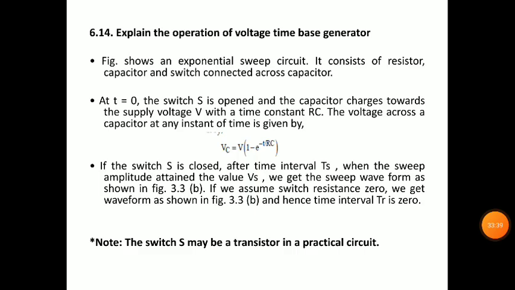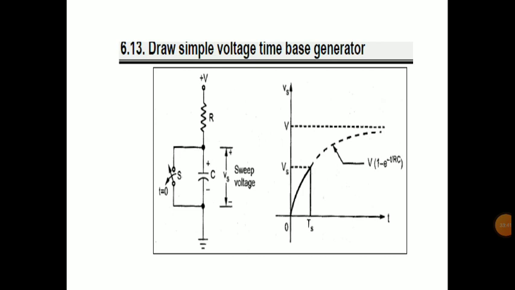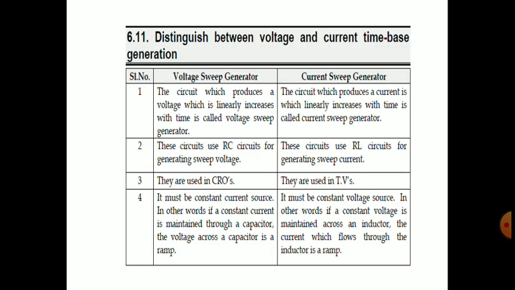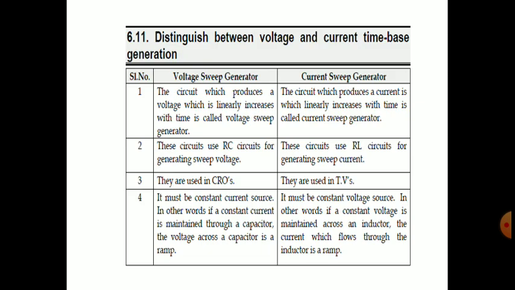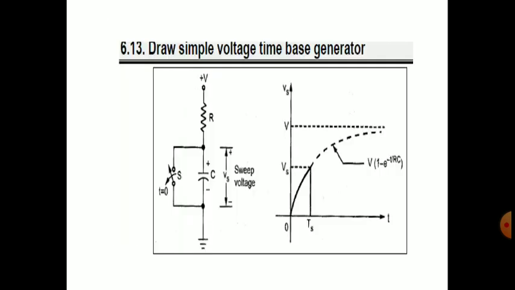So with that, we have seen the voltage time base generator. We have used the RC circuit, the resistor and capacitor circuit. And it must be a constant current source. If a constant current source is maintained through a capacitor, the voltage across the capacitor is a ramp. Constant current is maintained because of the applied external DC voltage. Because of that, there is a constant current source. Then we have taken the voltage across this capacitor, that is the sweep voltage Vs.